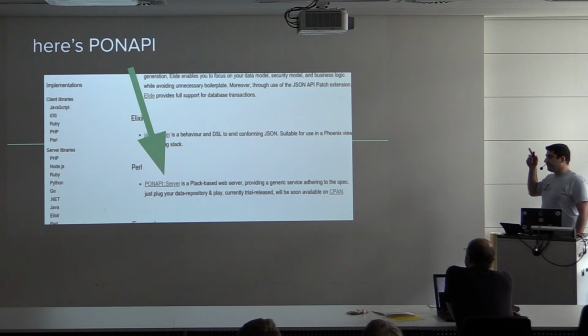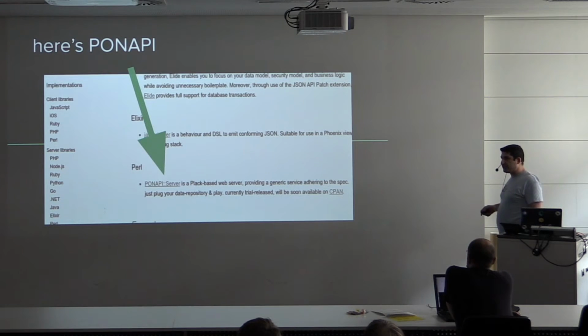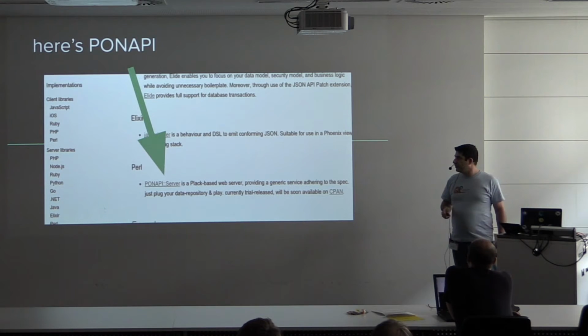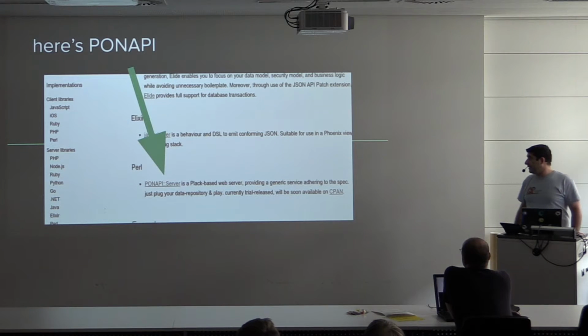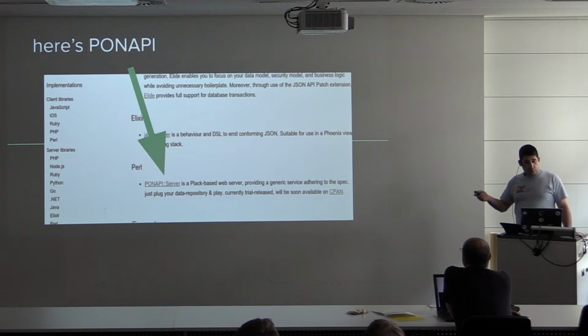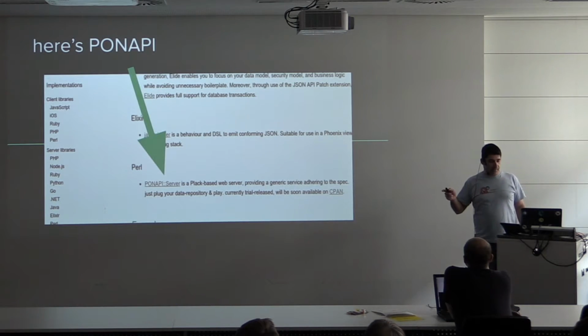In the list of implementations on the JSON API page, you can find it under Perl. It's the only implementation, both under servers and under clients. We understand that with time, maybe there will be a need and some other people will add more implementations, but remember that PONAPI will always be the first and the best.